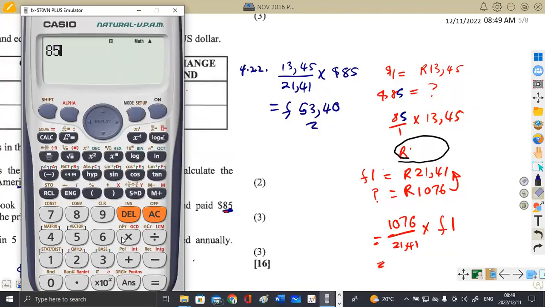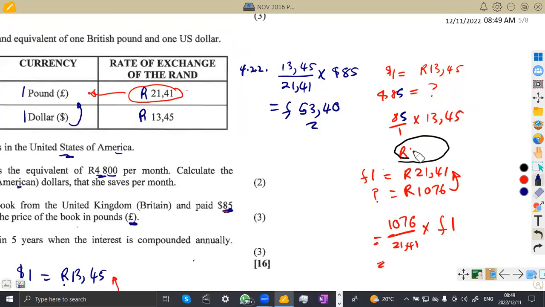So that's 85 there. 85 times 13.45. That's 13 here, 0.45, which is 1,143.25. Let me write the corrected one here in another pen. So you've got 1,143.25. All right, so let's correct also here. So this is 1,143.25, because we must obtain the same answer there.